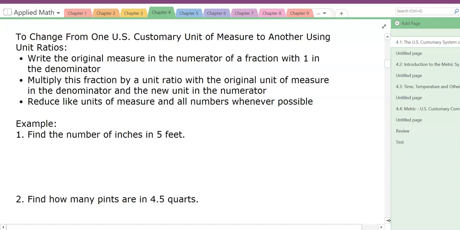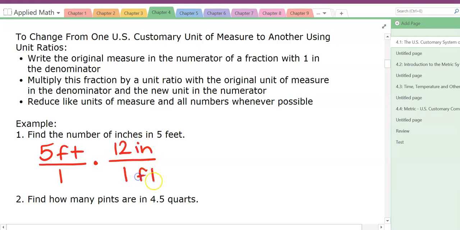So make sure that if you can, if it's not simplified after you've done your operations, you want to make sure that you simplify it. For example, if I want to figure out how many inches are in 5 feet, using some of my information from those charts on the other page, you should hopefully know that 1 foot has 12 inches in it. So if I have 5 feet, I can write 5 feet over 1, and take that times 12 inches over 1 foot, because there's 12 inches in a foot. So I'm setting it up this way.